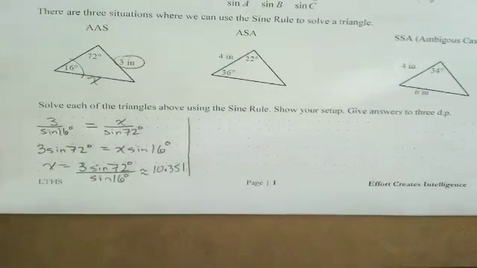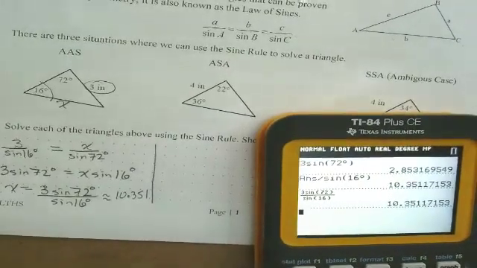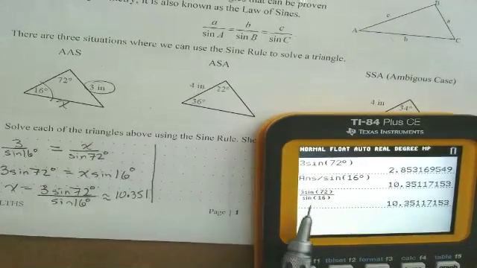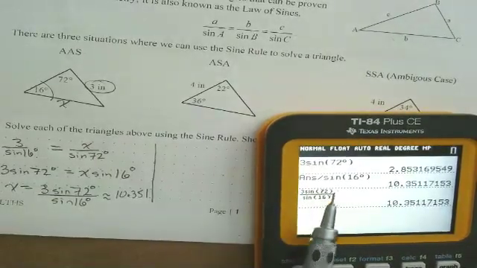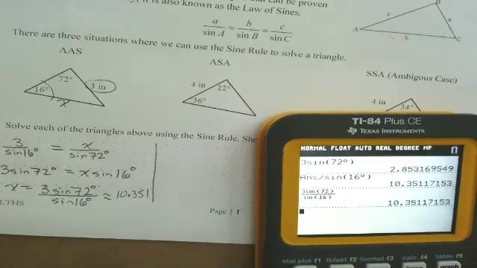Okay, now how could we do it in another way? The other way that we could have done this, if we knew that we were in degree mode, is set up our fraction 3 sine 72 all over the sine 16 and get to our answer. And that's 3 decimal places.